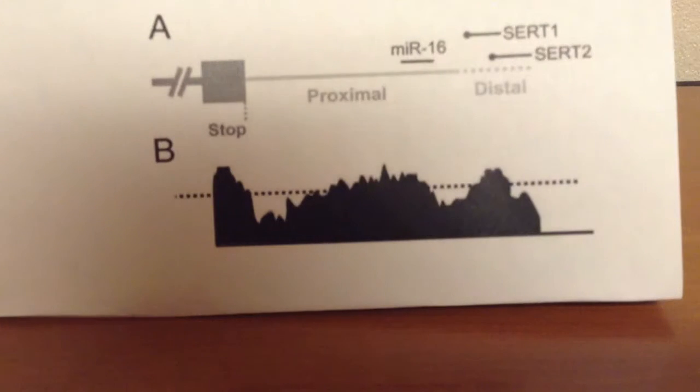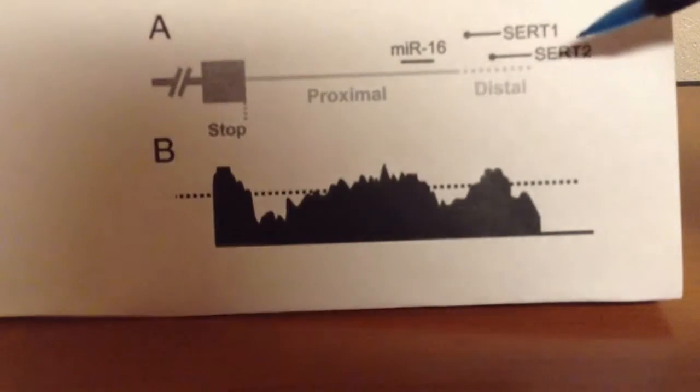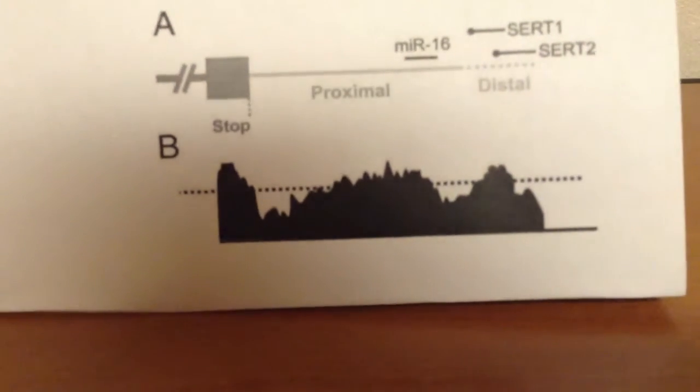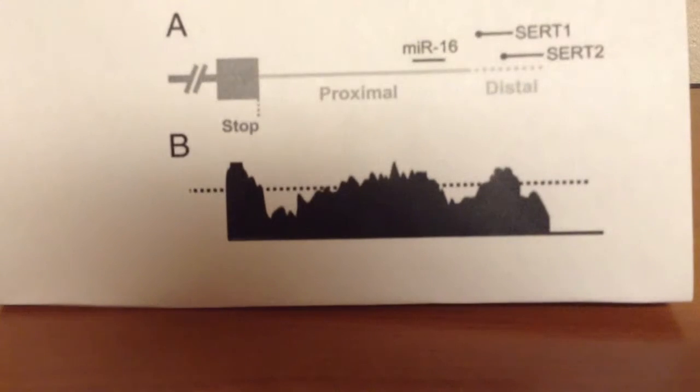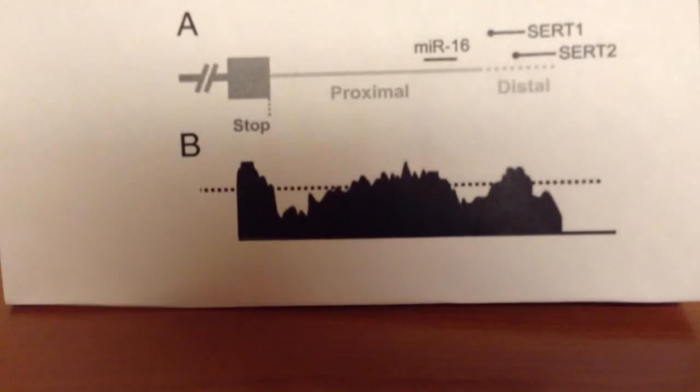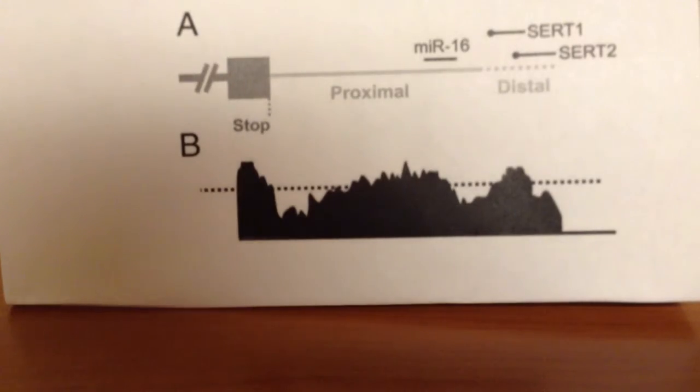This is the model of the SERT mRNA. As you can see here, it shows the two polyadenylation sites, the proximal here and the distal. The miR16, as I told, has complementarity affinity with the proximal 3' UTR of the SERT mRNA. In B, we can see the conservation patterns of SERT, and this dotted line represents the satisfactory threshold of conservation.